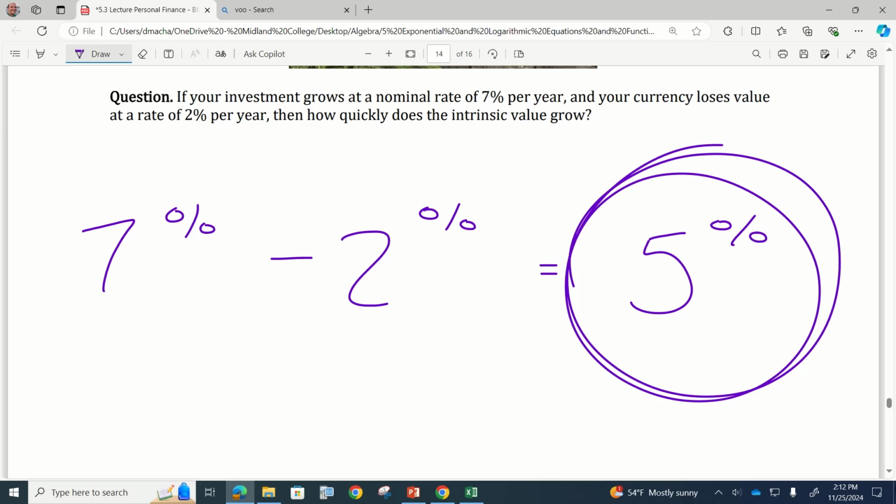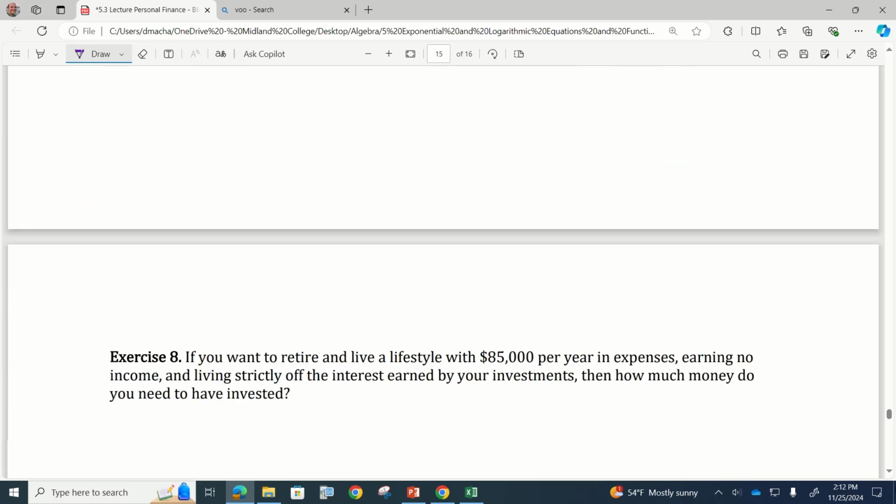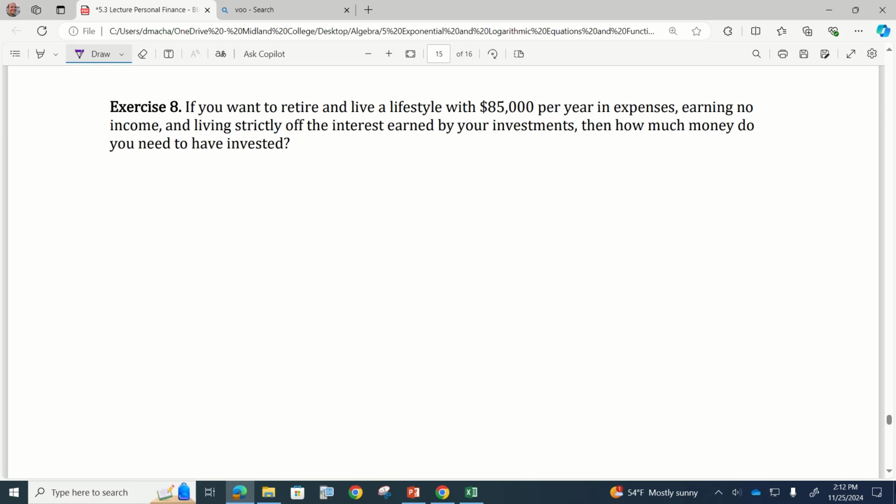And so that's not a bad number to remember. Inflation-adjusted value growth. And, you know, sometimes I think to myself, I would love to retire and not work at all, not have any income, but just live my life and live it only off the interest earned by my investments. That would be nice.